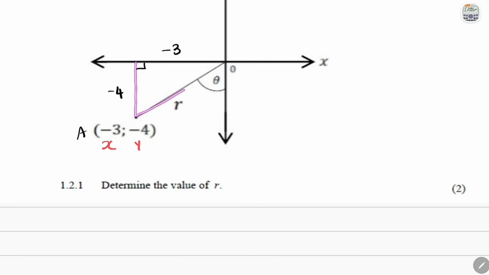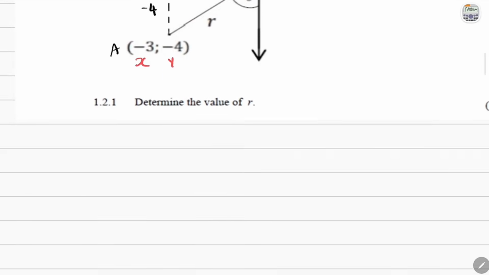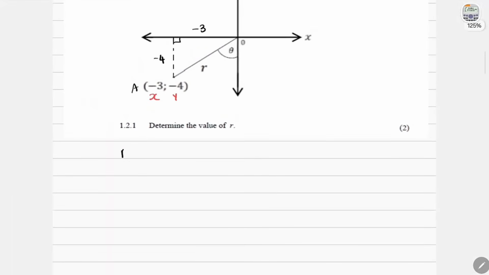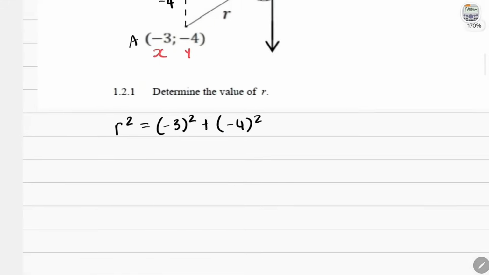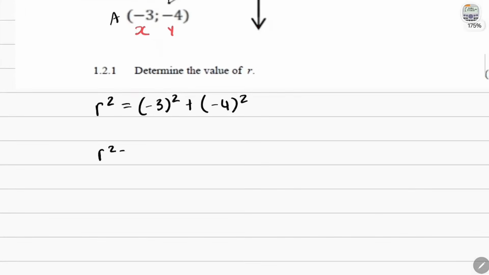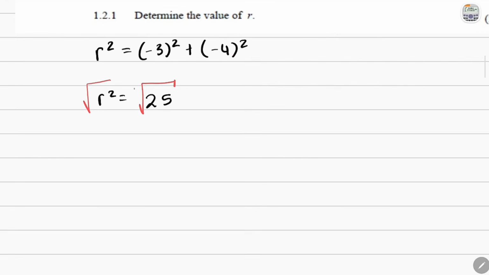And now we have to use this info to find the value of R. So this is a right angle triangle, meaning we can use Pythagoras to find R, the hypotenuse. So R squared would be equal to the shortest side squared plus the other shortest side squared. And we'll say R squared is equal to 9 plus 16, which is 25, and then square root both sides of the equation. Yes, we have to consider the positive and the negative solution, okay?